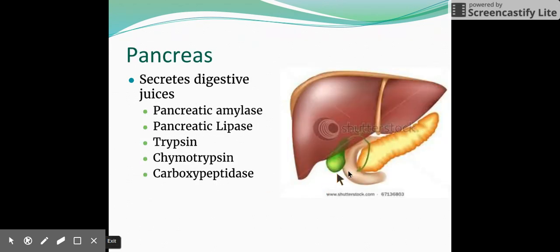The pancreas also secretes digestive juices and puts that into the duodenum. So I love this picture. You can see the liver and the gallbladder entering the duodenum, and you can see the pancreas. Here are the digestive juices produced by the pancreas. Also insulin, you may have heard of before. That is also a digestive juice. And that's where I'll end.